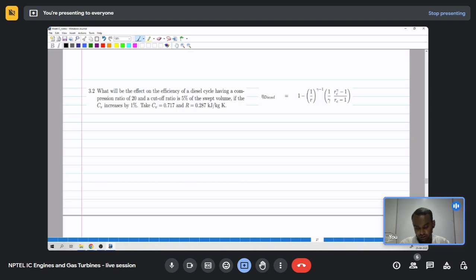What will be the effect on the efficiency of a diesel cycle having a compression ratio of 20 and a cutoff ratio of 5? Cutoff ratio is 5% of the swept volume. If the CV increases by 1%, take CV as 0.717 and R as 0.287 kilojoule per kg Kelvin. Again, can you guess what will be the effect if CV increases by 1%? The cycle efficiency will increase or decrease?